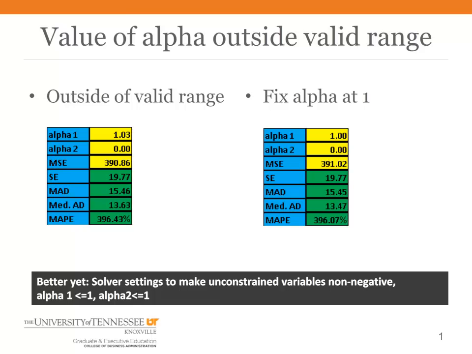But I could have avoided that problem completely if I'd simply told Solver the legitimate values of alpha are between 0 and 1, and that would be my recommendation, that you go ahead and put those constraints in when you optimize your parameters.